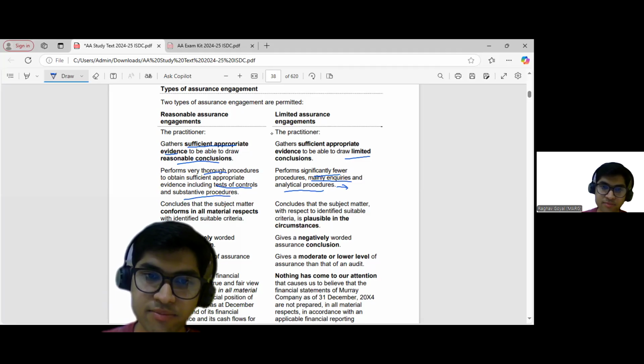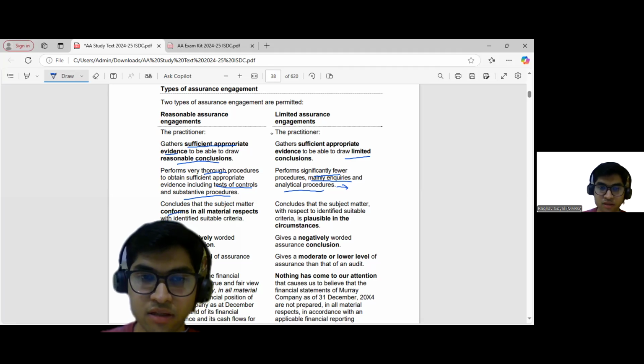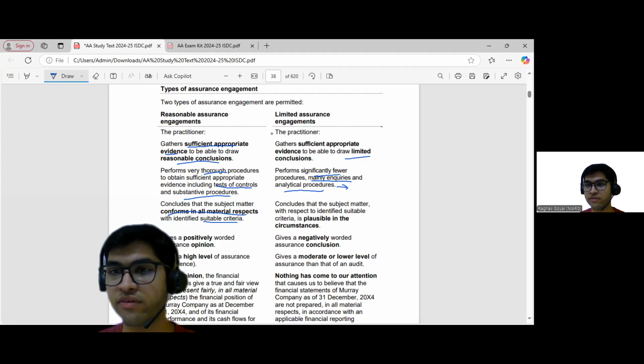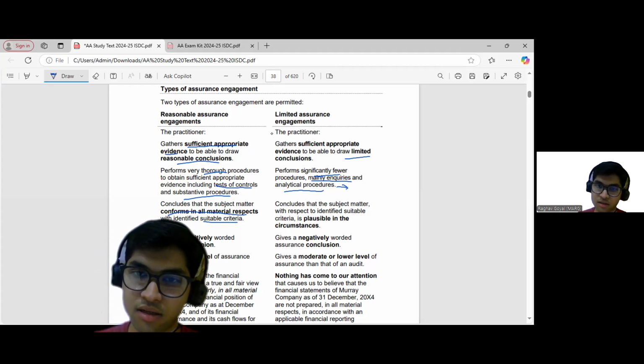Concludes that the subject matter conforms in all material respects with identified suitable criteria. So, what does conform mean? Conform means that it is in line with the suitable criteria. So, in the case of financial statements, it would be our financial reporting framework such as GAAP, IFRS, IAS, etc.